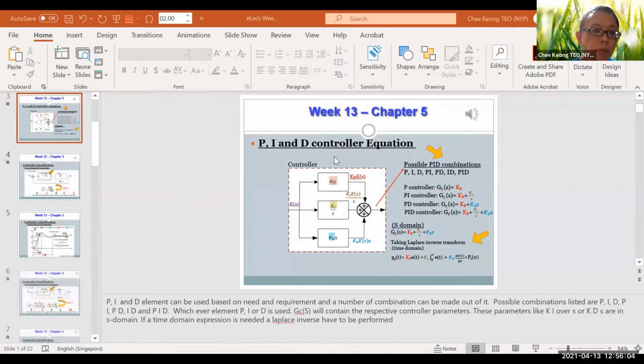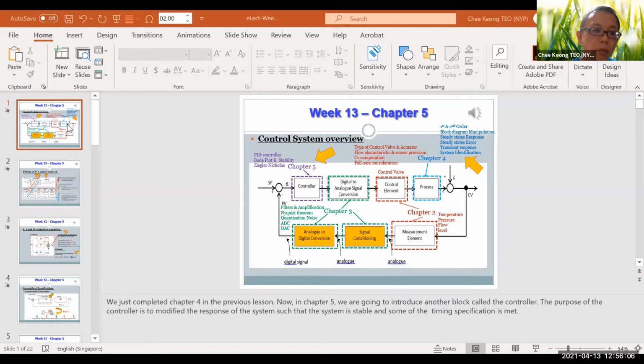Now, today we're going to proceed with chapter 5, and with the beginning of chapter 5, I'm going to introduce to you the PID, which is the proportional, integral, and derivative controller. Without further ado, I will share with you the slides for PID controller. And we shall begin.